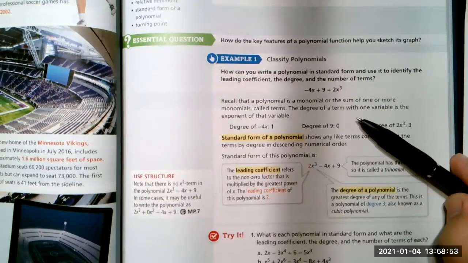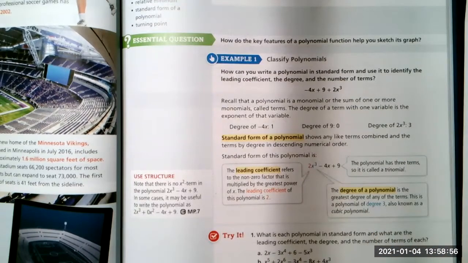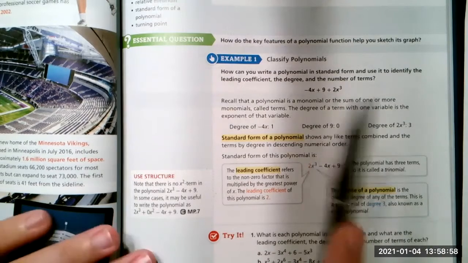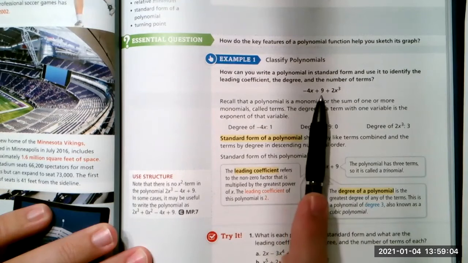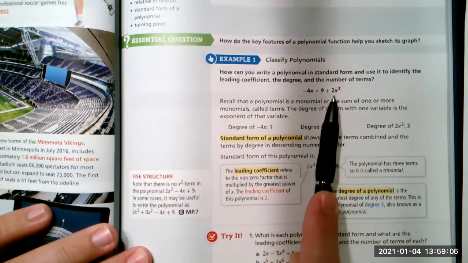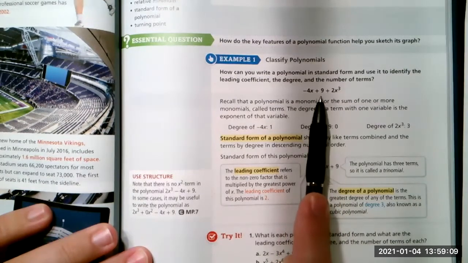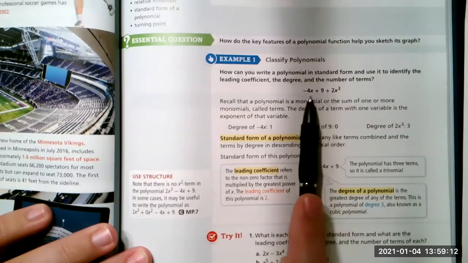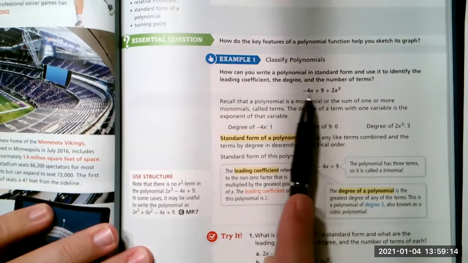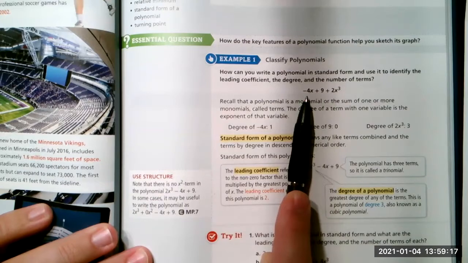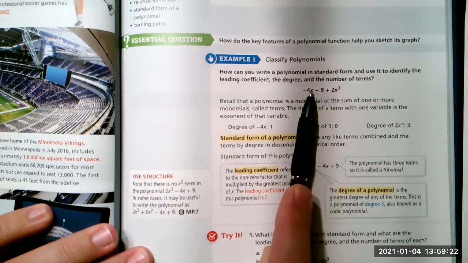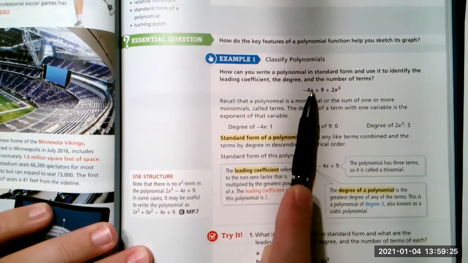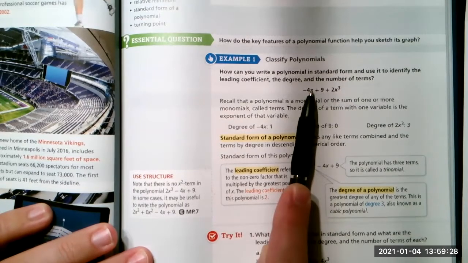The degree of a term with one variable is the exponent of that variable. So what they're saying here is you've got 3 terms with this given polynomial. Negative 4x is one term, 9 is the next, 2x cubed is the final. I know that because all 3 of these things are being separated by addition, so that means they're individual terms. So negative 4x, the overall degree is 1 because that's negative 4x to the 1st power. Remember, we're not going to write x to the 1st. It's just assumed that that's x to the 1st power. So the overall degree of that term is 1.